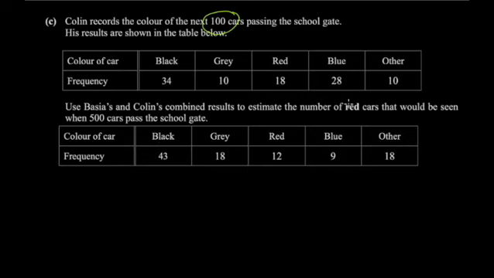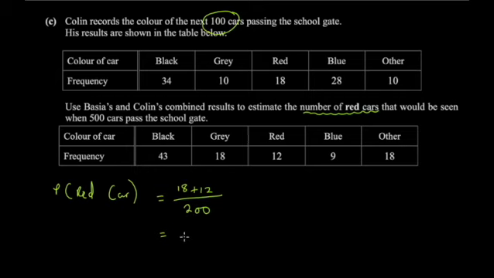Okay, so you want to estimate for red cars. So the probability of a red car would be equal to, okay, so you're asked to find the number of red cars. The probability of a red car from the combination will be 18 plus 12, divided by the whole number, which is 200 for our case. So 18 plus 12, you get 30 over 200.